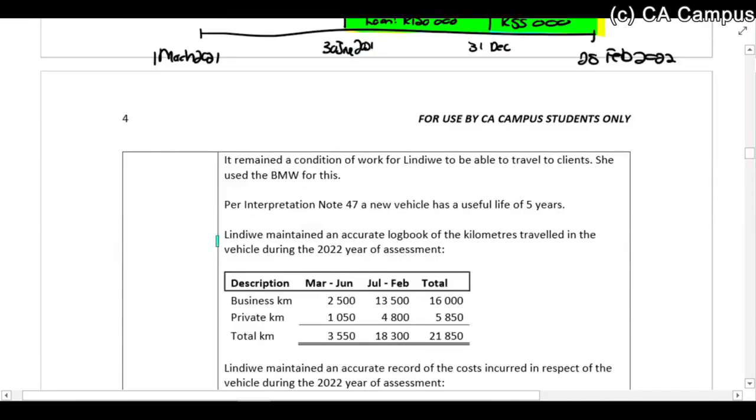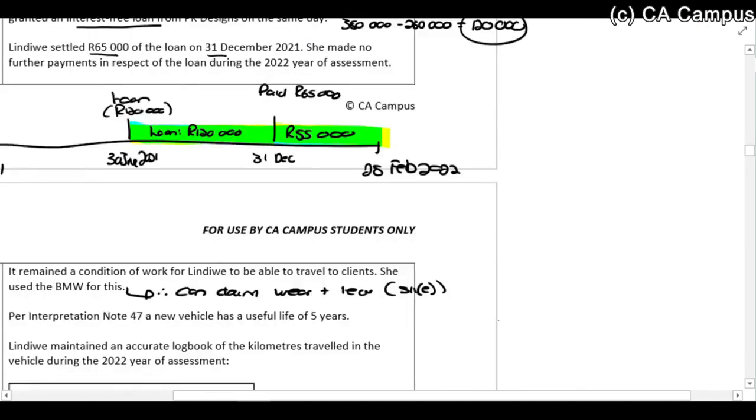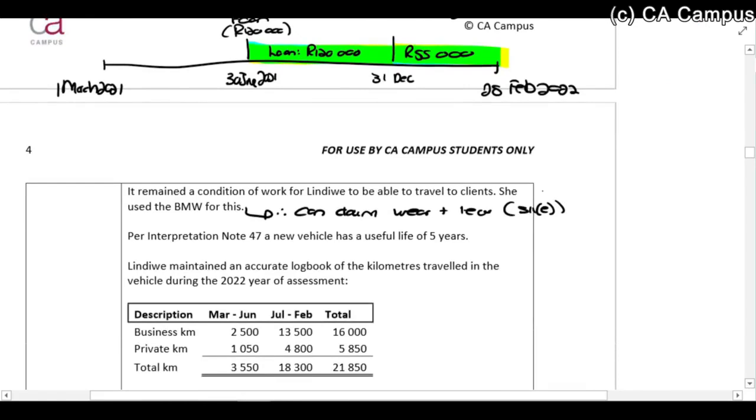Okay, it remained a condition of work for Lindiwe to be able to travel to clients. She used the BMW for this. What this is trying to tell you, and look out for it, is that this means thus she can claim wear and tear on the vehicle under section 11E. And why is she allowed to claim wear and tear? She's allowed to claim it because section 23M tells you that you may still claim it. Now remember, as long as you're using it in the production of income, you can claim it.